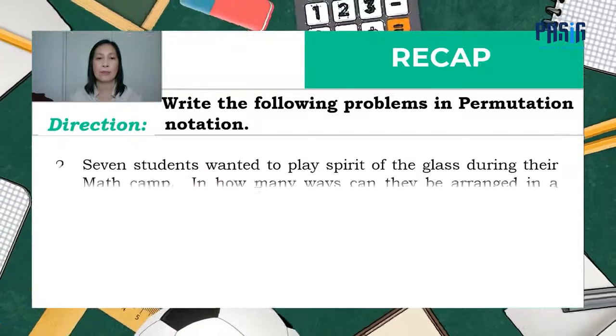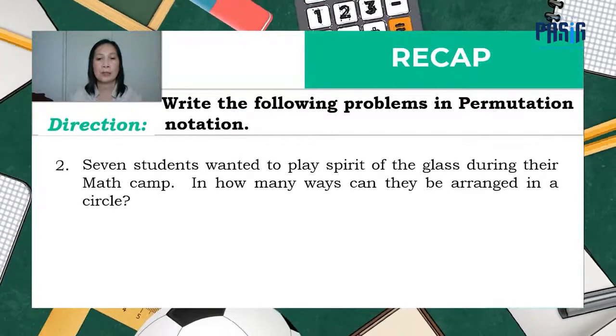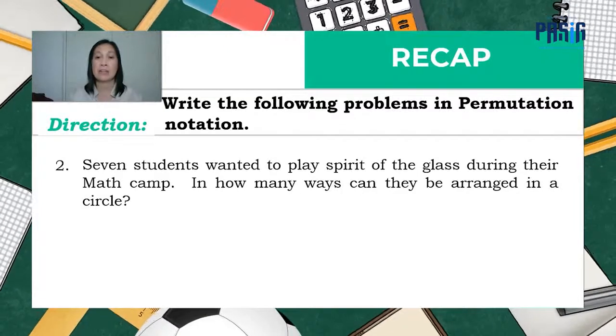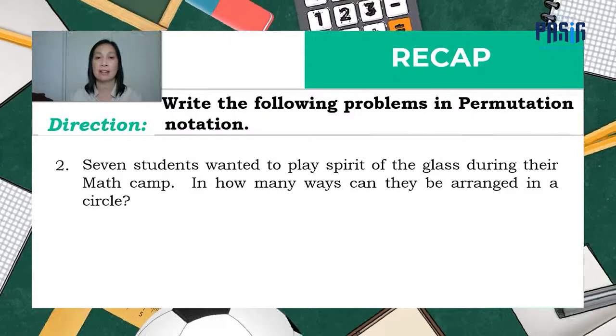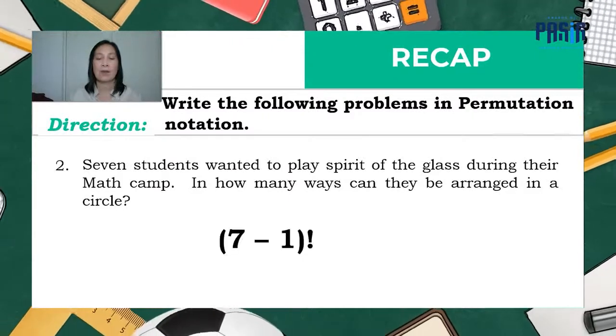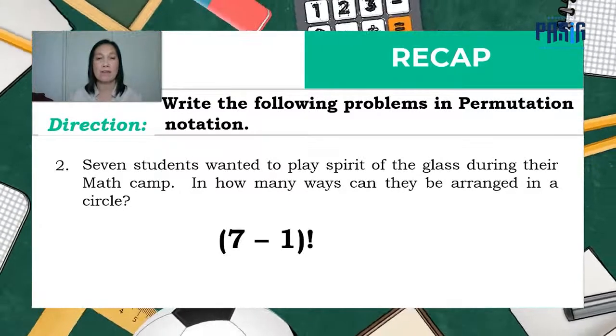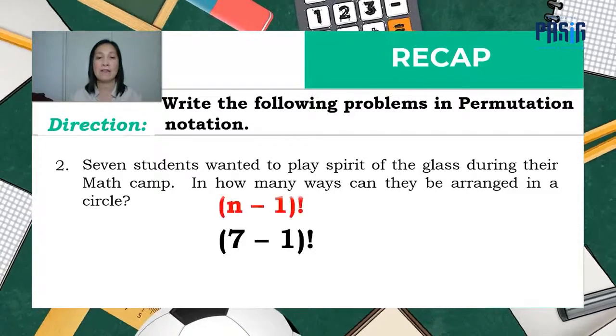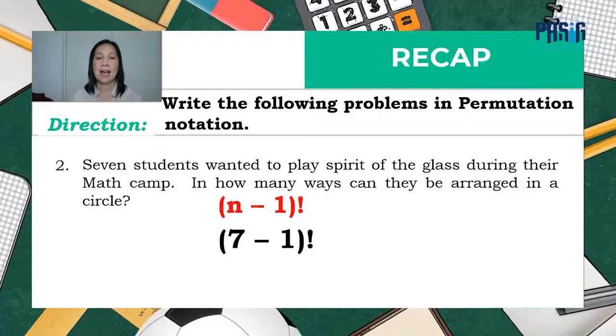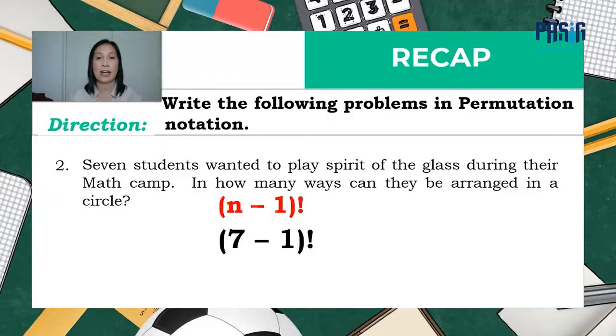Number 2. 7 students wanted to play Spirit of the Glass during their math camp. In how many ways can they be arranged in a circle? Okay, we can write it as 7 minus 1 factorial. Remember that in circular permutation, we have the formula as n minus 1 factorial.